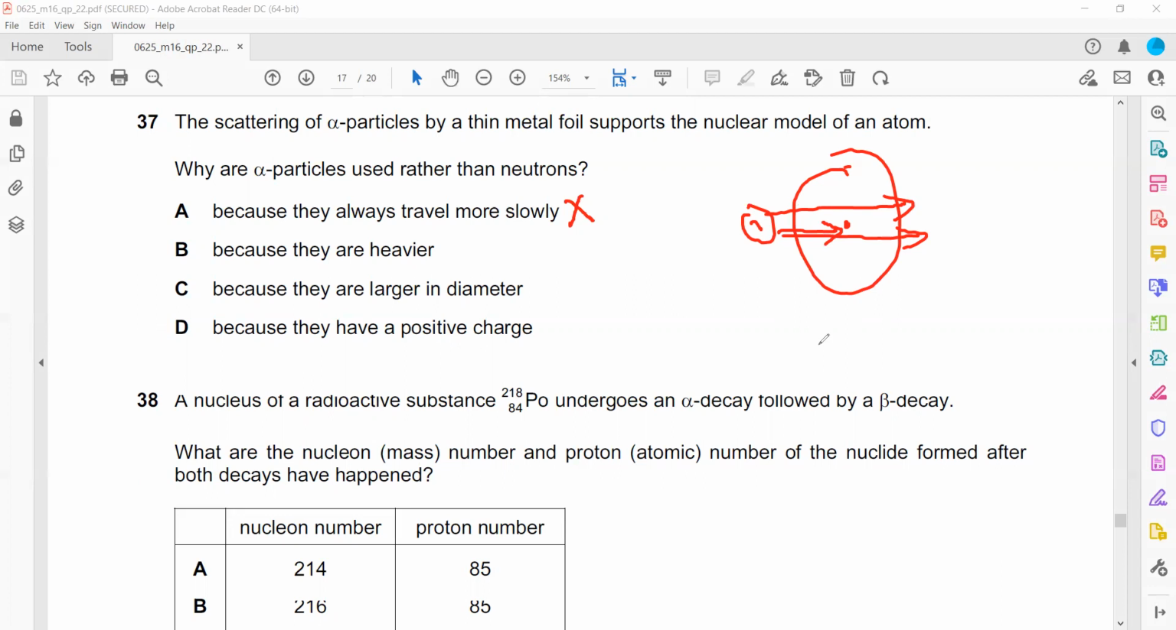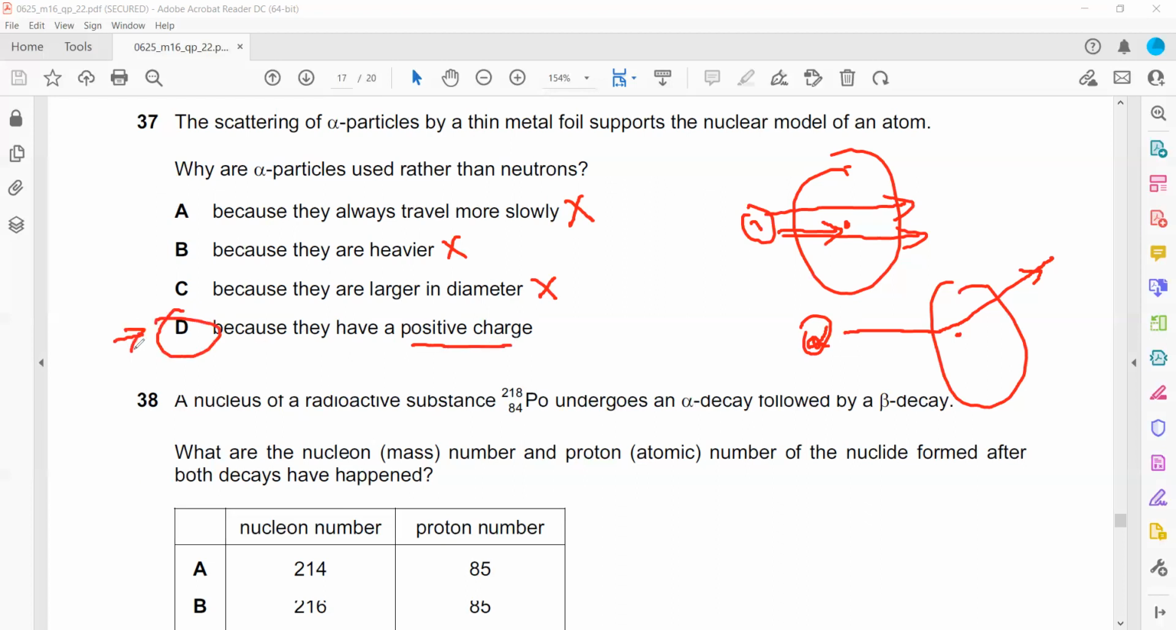But because alpha particle is used, what is the advantage of using an alpha particle, a helium nuclei? Like charges or unlike charges, they attract or repel. So we should use charged particles here. Because they are heavy, that's not the reason why we use them. They are large in diameter, that is not the reason. The correct answer is because they are positively charged, they are charged particles. That's why we prefer to use alpha particle in the nuclear model, not a neutron.